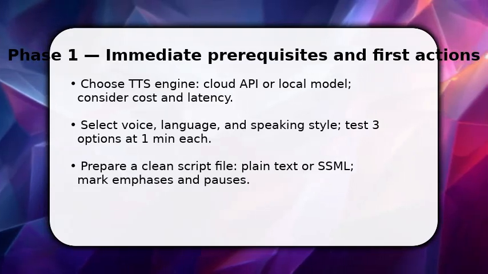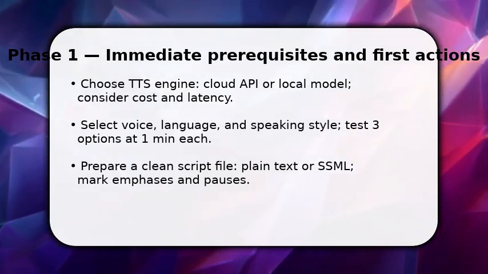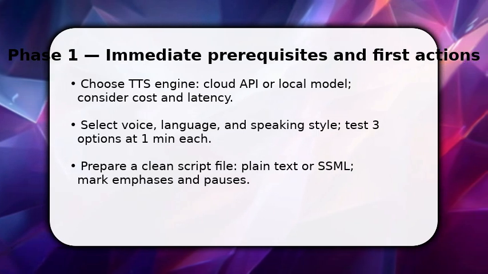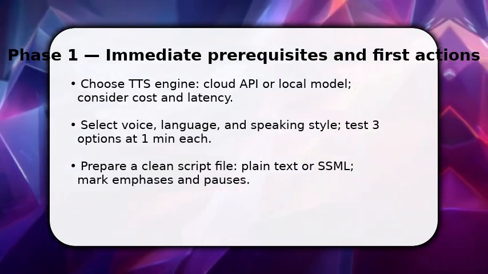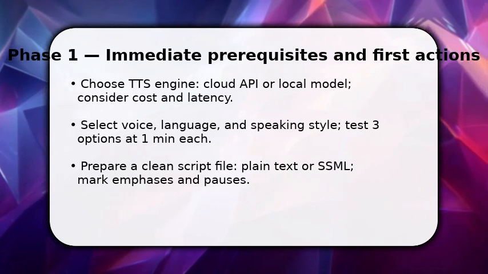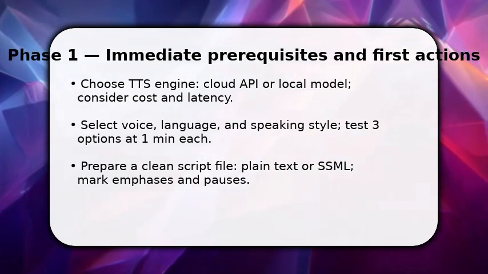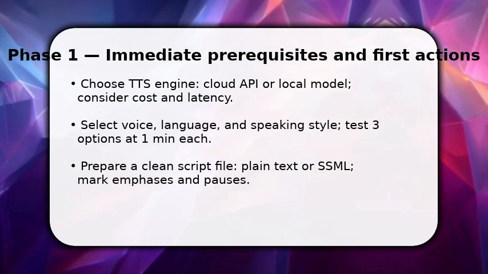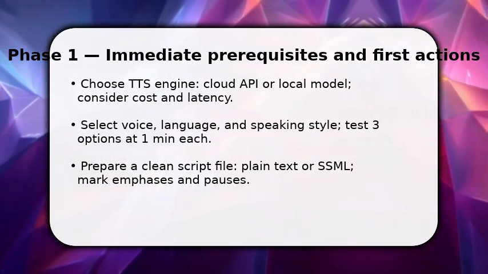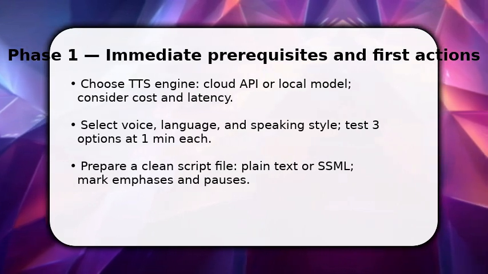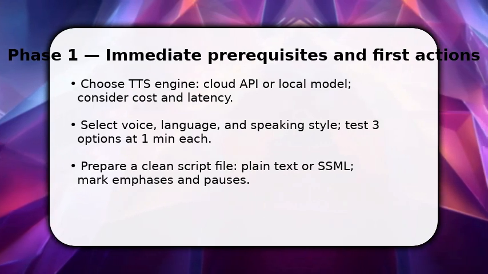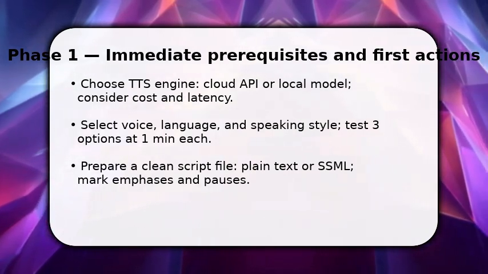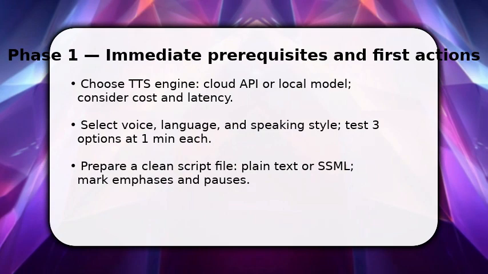You start by choosing a TTS engine and a voice that fits your video tone. Pick Cloud API for scale, local model for privacy. Compare cost and latency. Upload or paste your script as plain text, then add simple SSML tags for pauses and emphasis so the voice sounds natural. Once done, run a 15-30 second sample and iterate on voice, pitch, or speaking rate until you like the read. Make sure to save your settings as a preset for consistent batches.